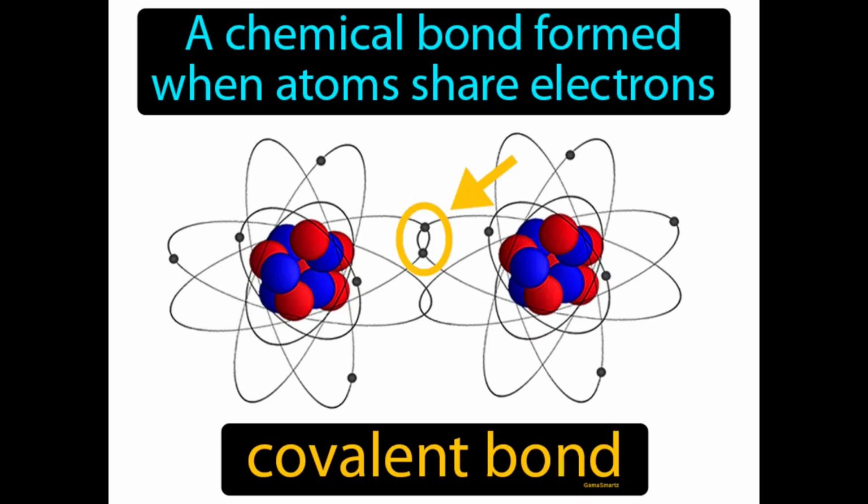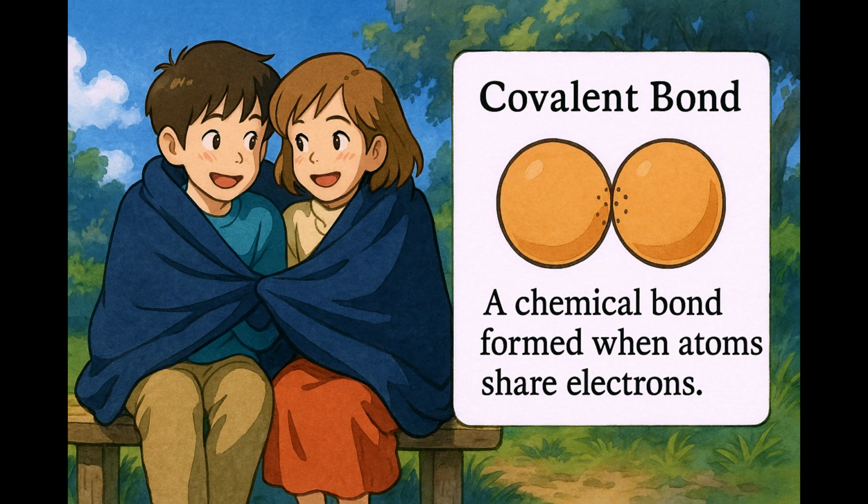A chemical bond formed when atoms share electrons. Covalent bond. A covalent bond is when two atoms stick together by sharing some of their outer electrons. Imagine two people trying to stay warm on a cold day with only one blanket between them. This situation is similar to a covalent bond, where two atoms share electrons to achieve stability.